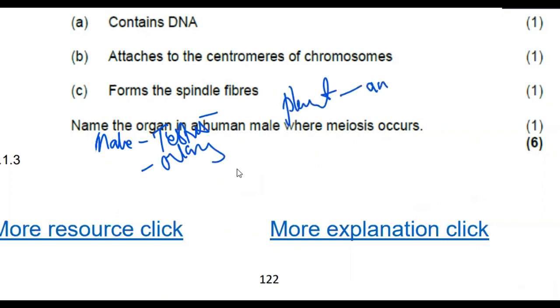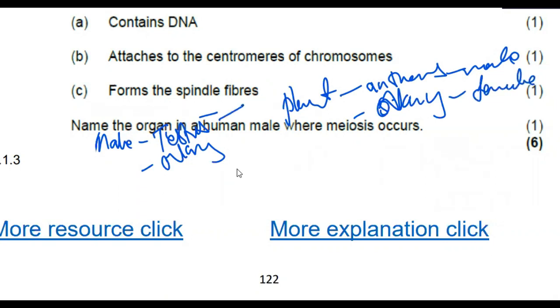In plants, meiosis occurs in the anthers, that is male, and the stigma and ovary in female. So here they produce sperms, they produce ovum or ova. Here they produce pollen grain, while here they produce ovules. So basically that's a simple illustration of meiosis occurring in plants and also in animals.